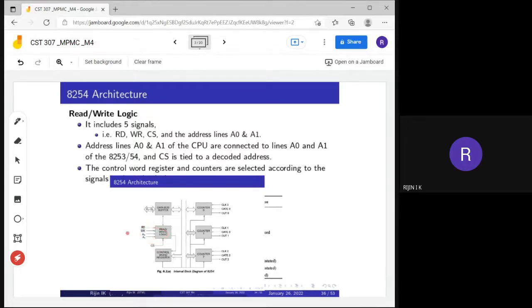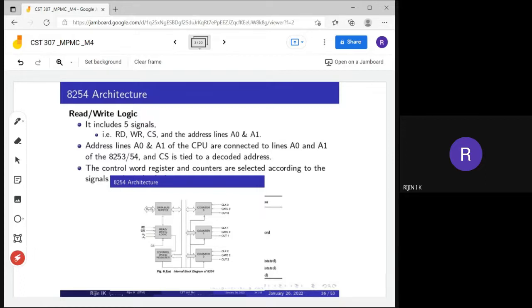Here, the RD bar and WR bar we have discussed. They decide whether it is a write operation or a read operation, that means whether the data goes from the processor to the 8254 or from the 8254 to the processor. So by using these two pins, it decides the direction of the data flow. And A0 and A1, these two pins are connected to the address pins A0 and A1 of our microprocessor.